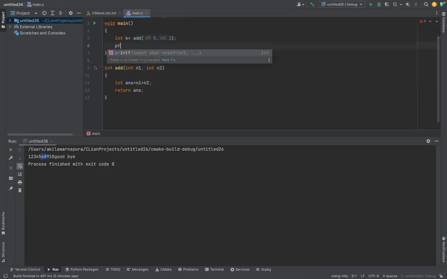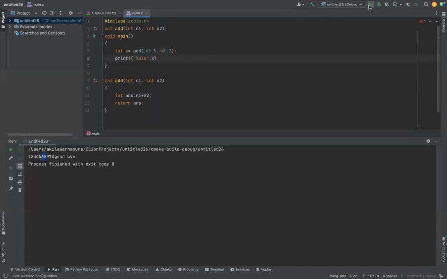After that, you can printf percentage d slash n, k. Once you execute this one, you can see the answer is 7.